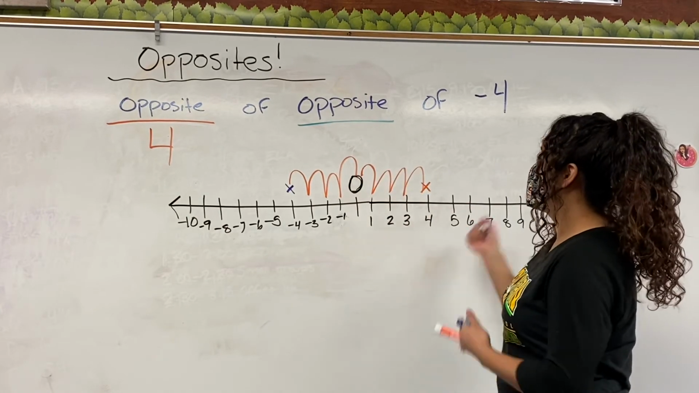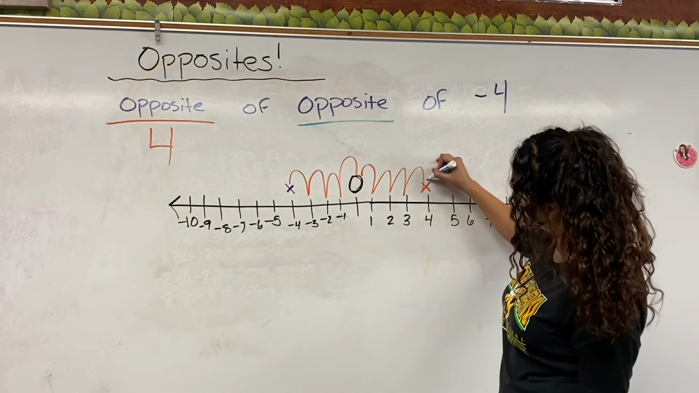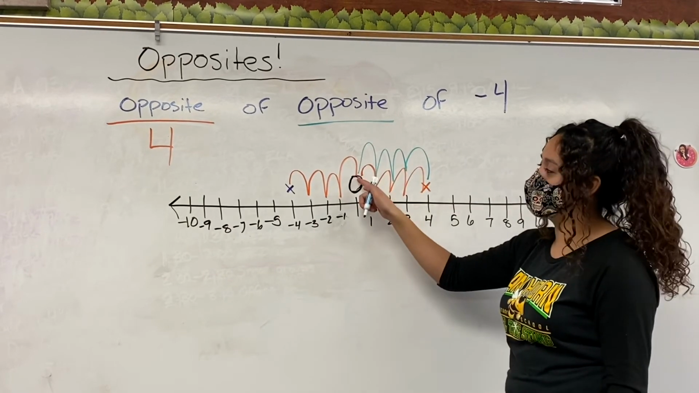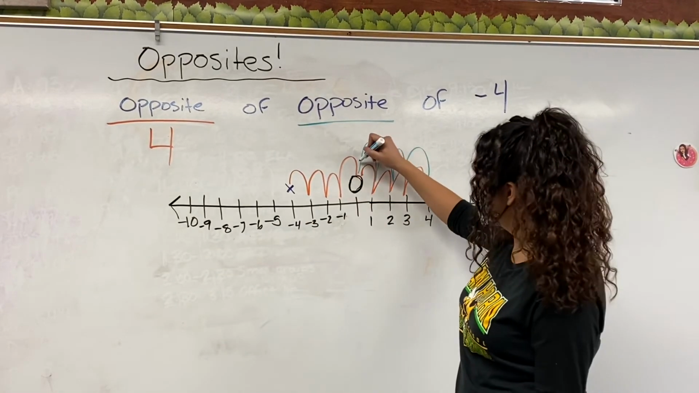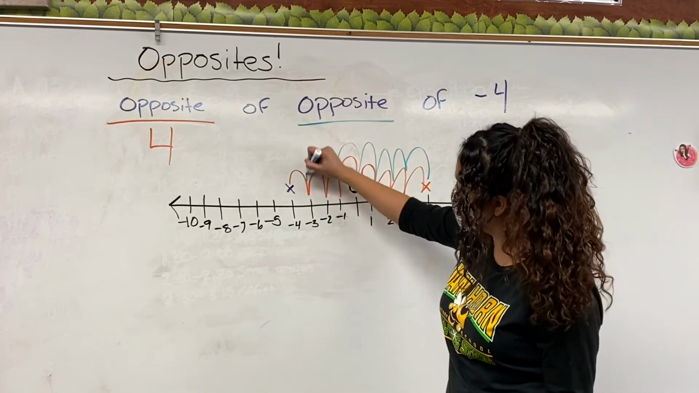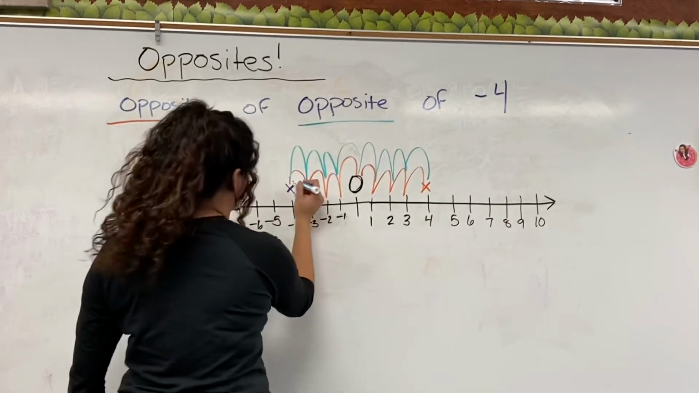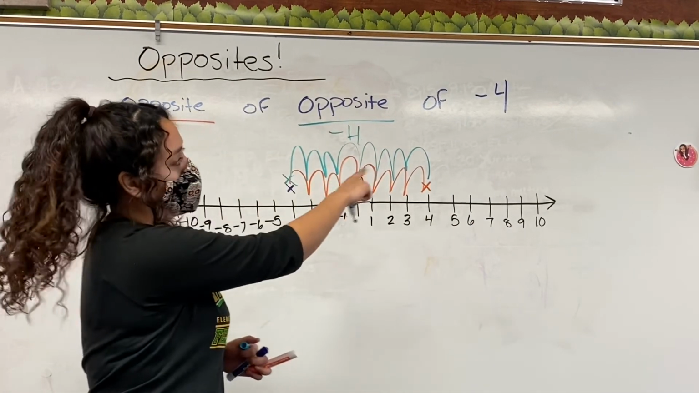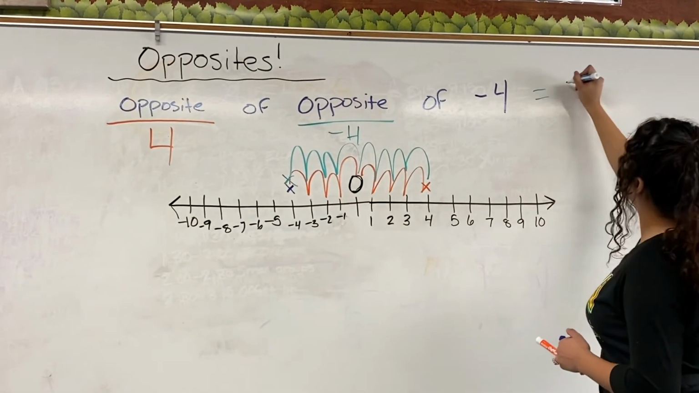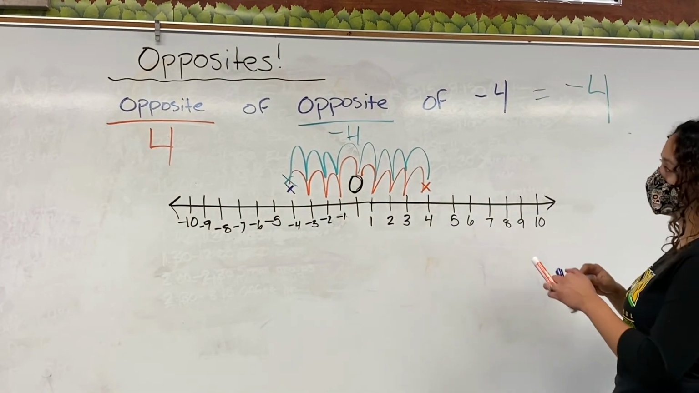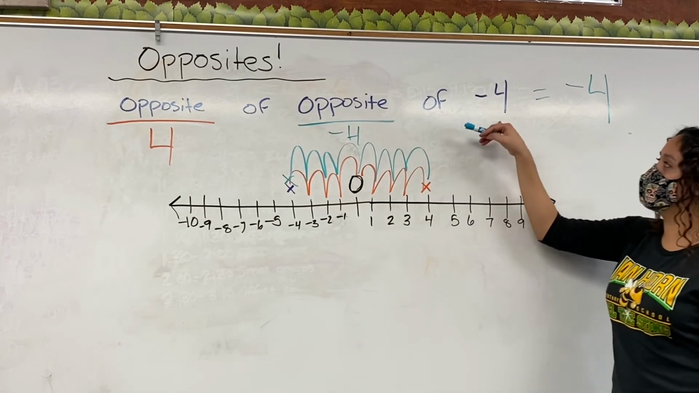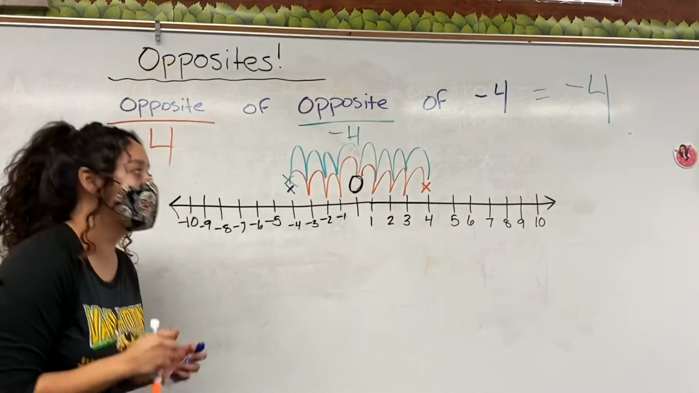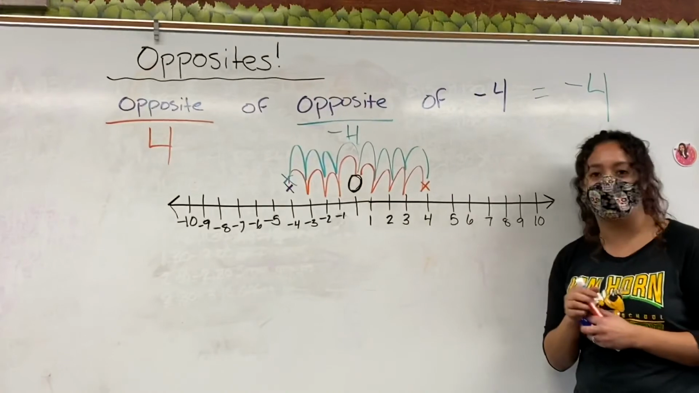Okay? So I'm going to go back to 0, bounce. 1, 2, 3, 4. So that's how many spaces I go in the negative direction. 1, 2, 3, 4. And I landed on -4. So the opposite of the opposite of -4 is -4. And like I said, the opposite of the opposite of any number is the number itself anyways. But this is the visual way. This is how you can see how they got from one place to another. Alright?